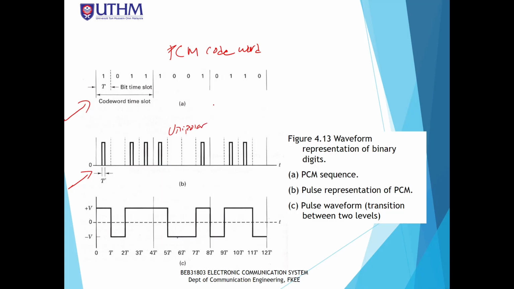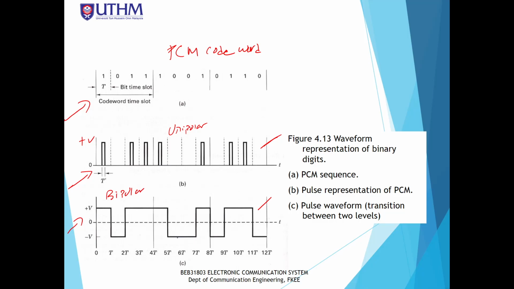unipolar PCM output. So you see that here we have only positive voltage, and in the picture below we have the bipolar. Okay, so we change the code word into a bipolar PCM waveform. We can say that both of these are PCM waveforms, the unipolar and bipolar, where we change the code word into electrical pulses.